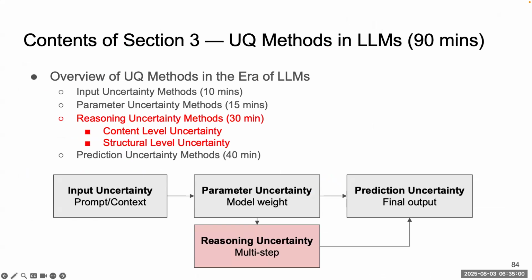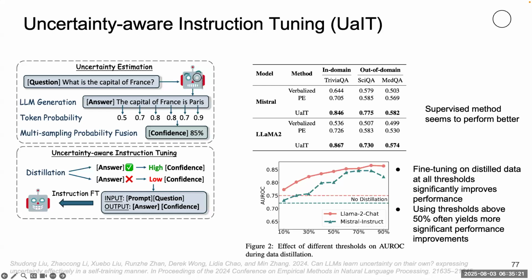And in the next, after the coffee break, we will talk about the reasoning uncertainty methods and prediction uncertainty methods. I'm here for the questions. Yeah. Yep. I think I missed it in the previous slide. What was the method that you used to quantify the inputs?